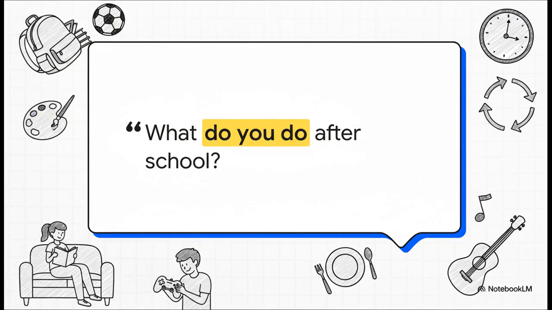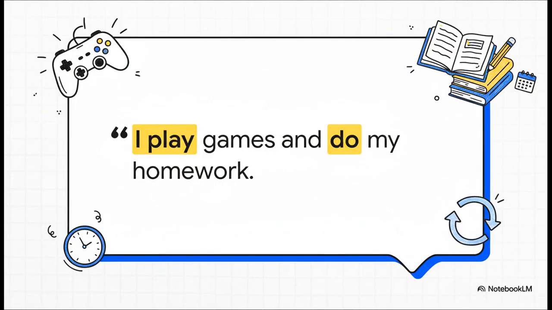Here we go again with another great question about routines. What do you do after school? Once again, they're asking about those regular, everyday actions. And check out this answer. It's a great one. They use the present simple to list a couple of different activities. I play games and do my homework. See how cool that is? You can talk about a bunch of things you do in your routine, all in one simple sentence.